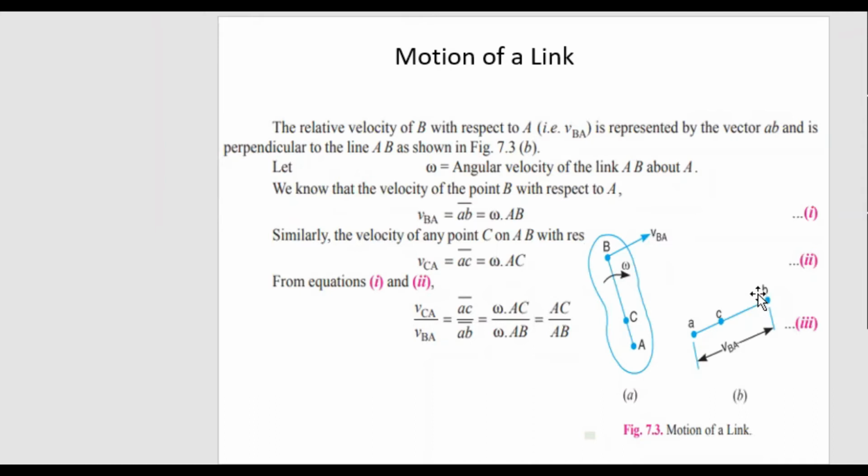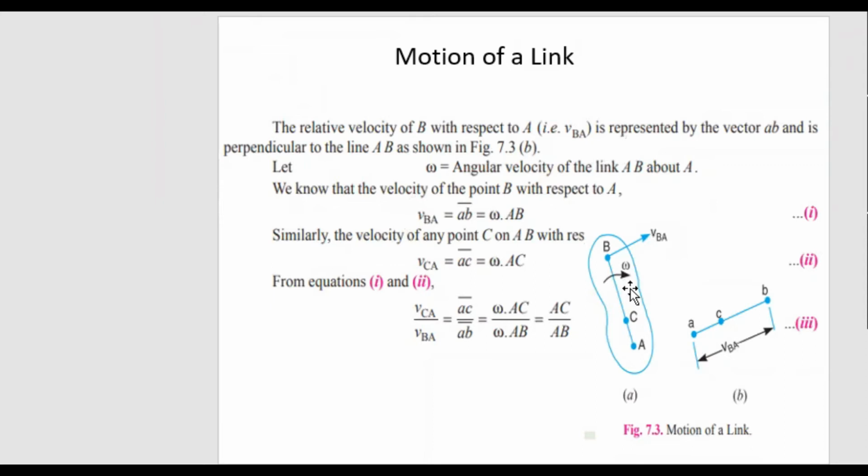I told you, if we are going to talk about a link, the velocity of the link would be perpendicular to the link. So if AB is the link, then the velocity of AB would be perpendicular to the link AB. Now this is moving with an angular velocity omega. Omega is the angular velocity of link AB about A, about this particular point.